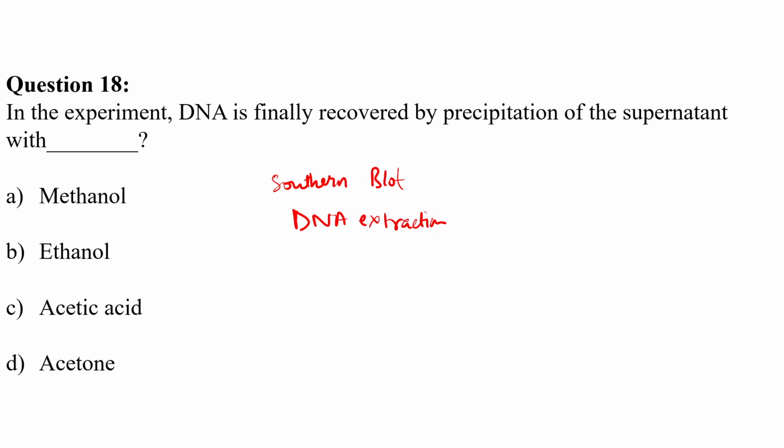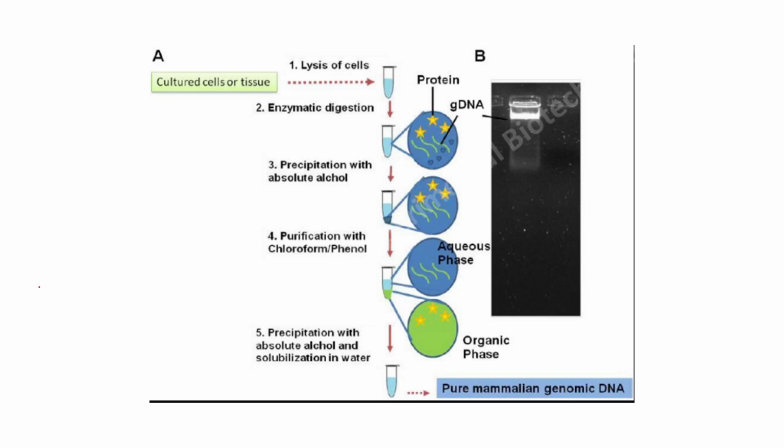DNA extraction? So the correct answer is option B, ethanol. So ethanol is used for the final precipitation. So this is how we do the whole genome DNA extraction. We take the cells, lyse the cells, break them down, basically do different enzymatic digestion, precipitate the DNA with absolute alcohol, then purify it with phenol chloroform extraction. So phenol chloroform will basically separate the different protein and lipid residues from the DNA.